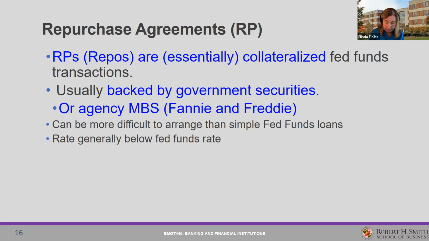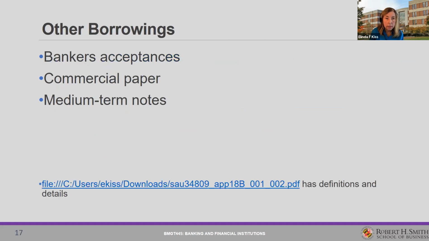They are backed by government securities or agency mortgage-backed securities, Fannies and Freddies. They can be a little bit more difficult to arrange than simple Fed funds loans. Other types of borrowings are bankers' acceptances, commercial paper, medium-term notes.